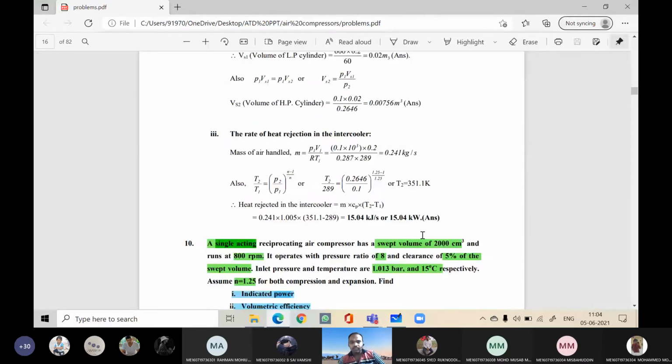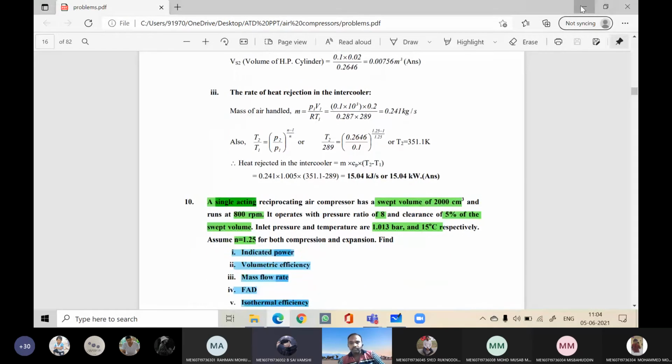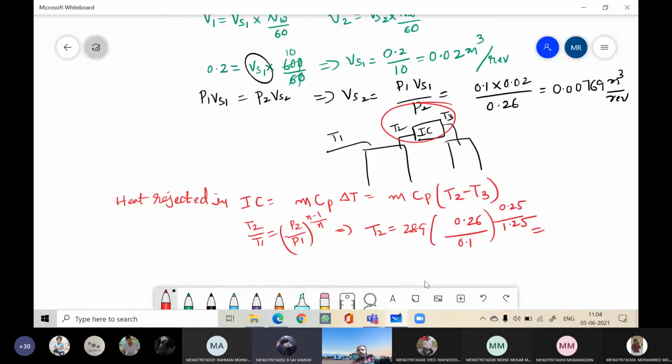How much? So when we use intercooler, T1 and T3 should be equal, right? Yeah, T1 and T3 will be same. T1 is equal to T3, no doubt. Perfect intercooling. T2 is 349.69 Kelvin.